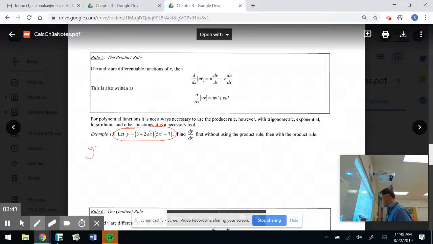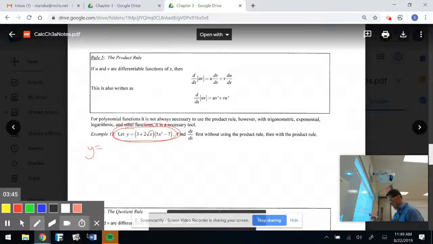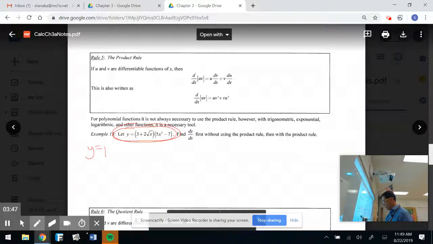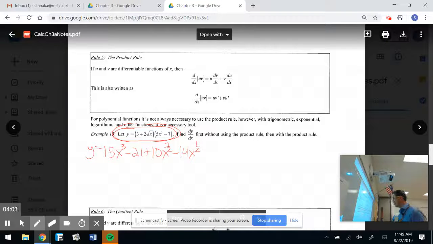If we didn't know the product rule, we would do a little first, inside, outside, last. I have this simplified already. So if I did that, I would get 15x to the third minus 21 plus 10x to the 7 halves minus 14x to the 1 half. That's just foiling it out, doing my little distributive property.